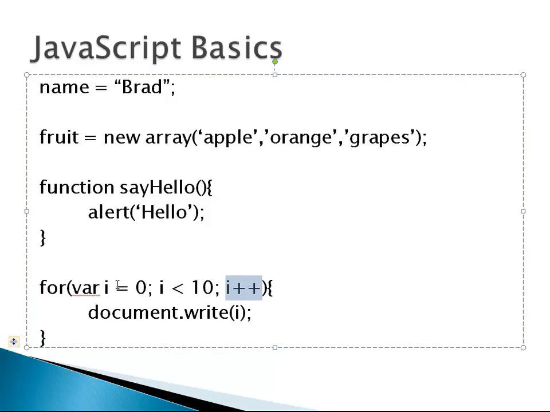So it'll run and i will equal 0. The next iteration will be 1, and then 2, 3, all the way up to 9. The reason it would go to 9 is because we're saying if i is less than 10. We could say if i is less than or equal to 10, which would bring it to 10. And all we're doing is document.write, which just writes out to the screen the number or whatever the i variable is through that iteration.